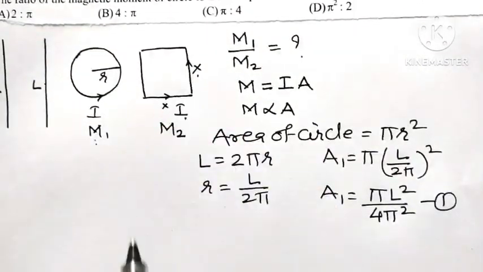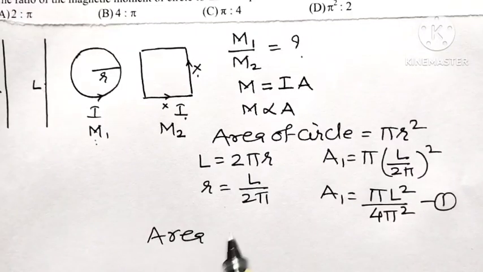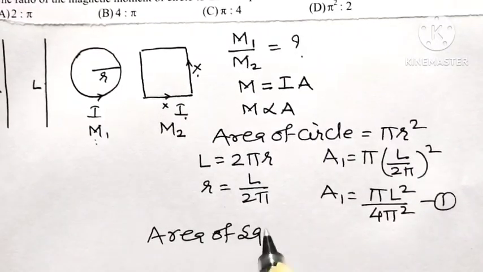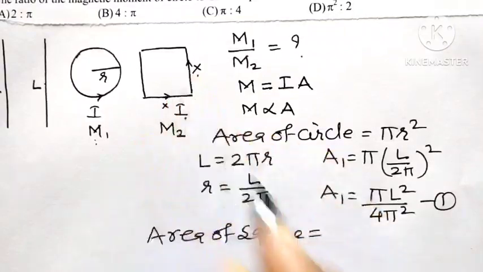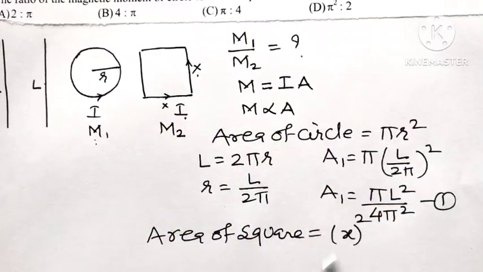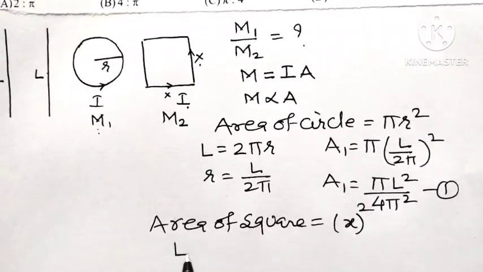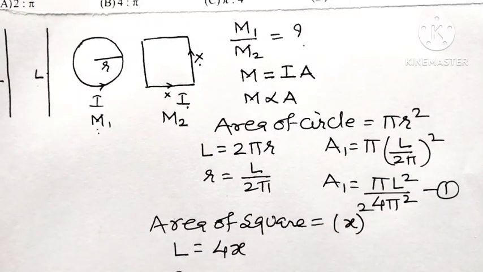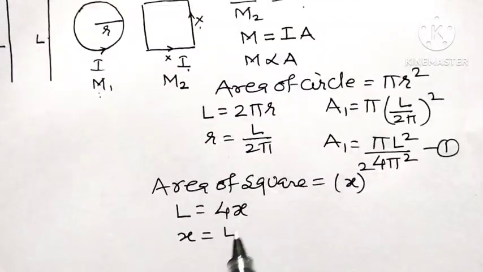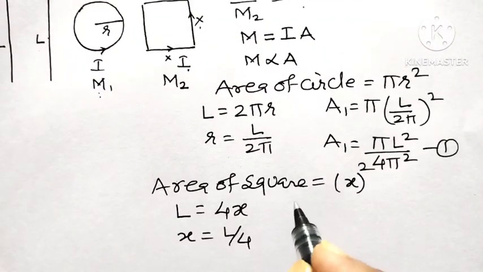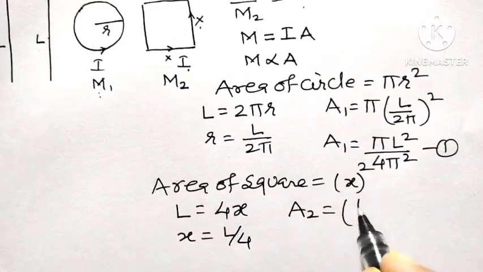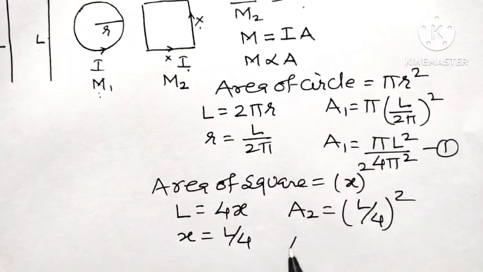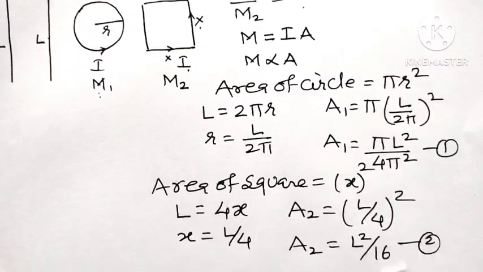Now look at the area of the square. The area of the square is equal to side square, and the length of the side is x, so it is x square. Now the length of the wire is equal to 4x, because with the help of a wire of length L we had constructed a square. So L is equal to 4x, or x is equal to L divided by 4. Therefore the area of the square A2 is equal to L divided by 4 whole square. So A2 is equal to L square divided by 16. This is equation number 2.